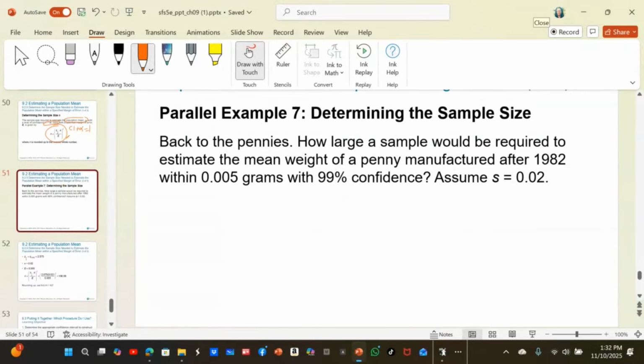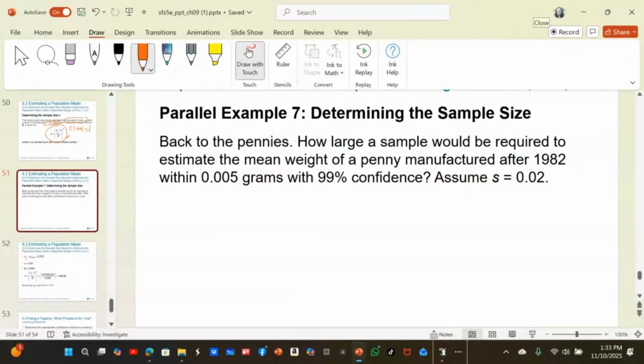Determine the sample size for this time. We are determining the sample size for population mean. How large a sample will be required to estimate the population mean weight of pennies manufactured after 1982 within 0.005 grams with 99% confidence?